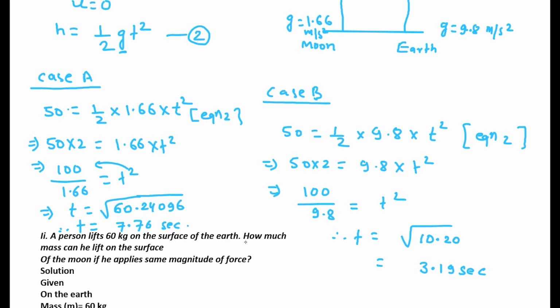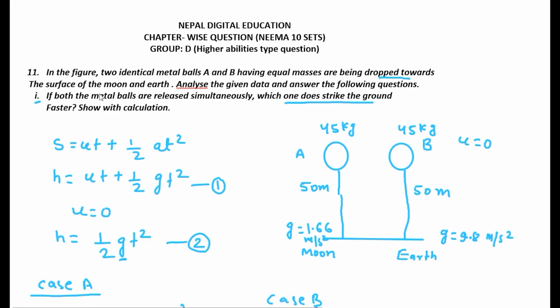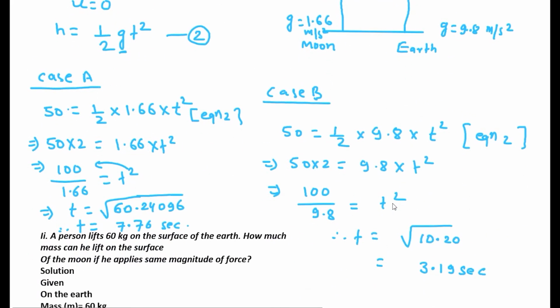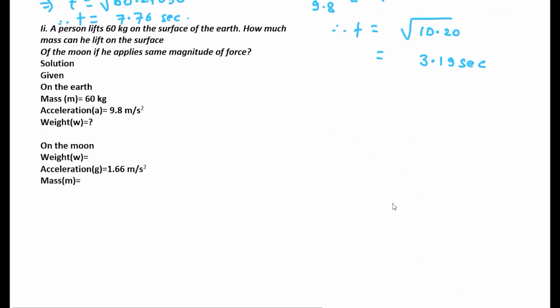So in the first case the time is 7.76 seconds, and in the second case we have 3.19 seconds. So if both metal balls are released simultaneously, this takes 7 seconds and this takes 3 seconds only. Which one strikes the ground faster? So B strikes the ground faster. So hence B strikes the ground faster.